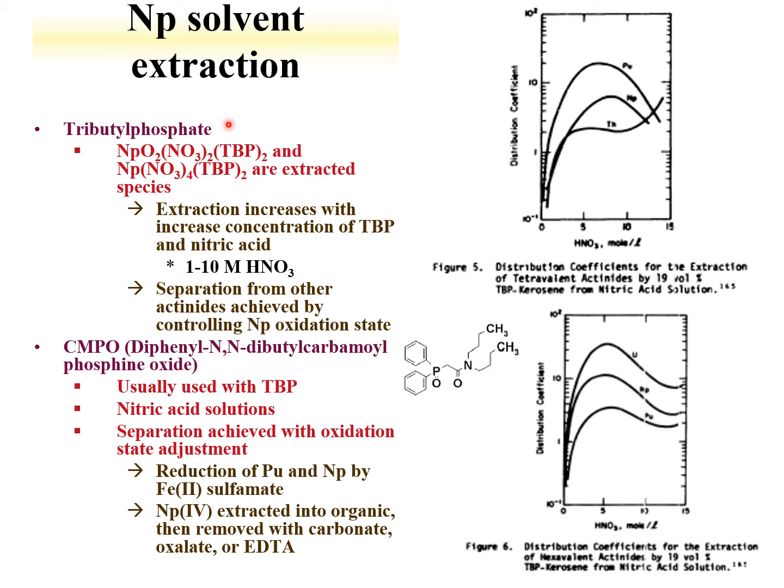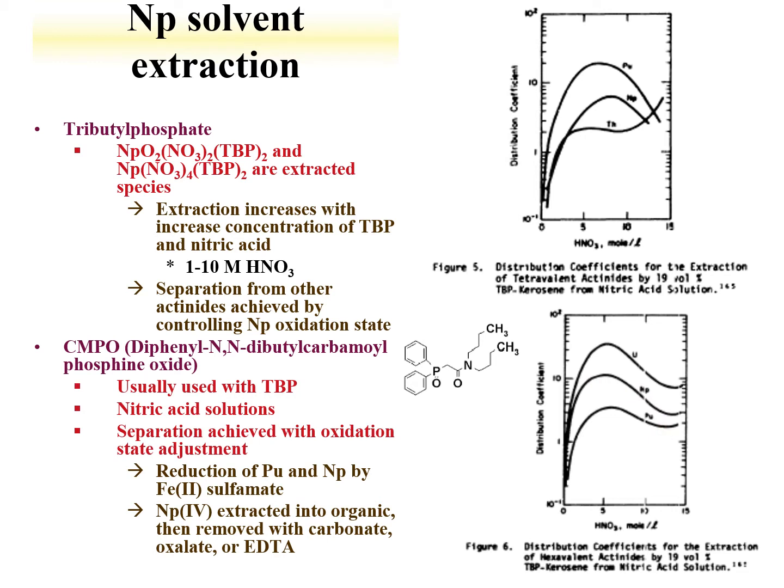We've already discussed the solvent extraction based methods using tributyl phosphate, where very similar to the uranium, we get the neptunium-6, 2-nitrate tributyl phosphate, and as we'll see with plutonium, the neptunium-4 with 4-nitrate tributyl phosphate system extracted. Data is shown here for the extraction of tetravalent neptunium and hexavalent neptunium.